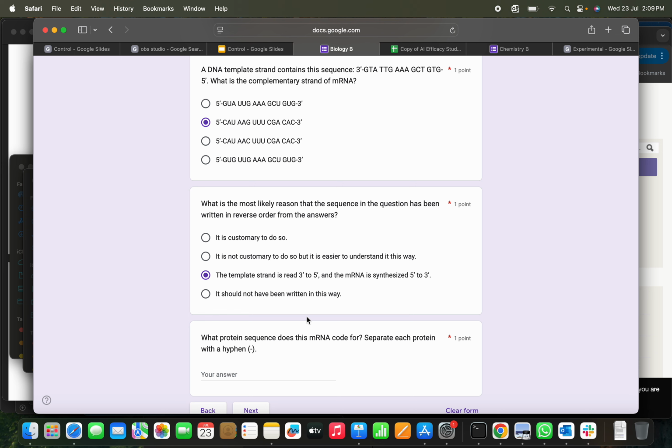What protein sequence does this mRNA code for? Separate each protein. I don't even know this.